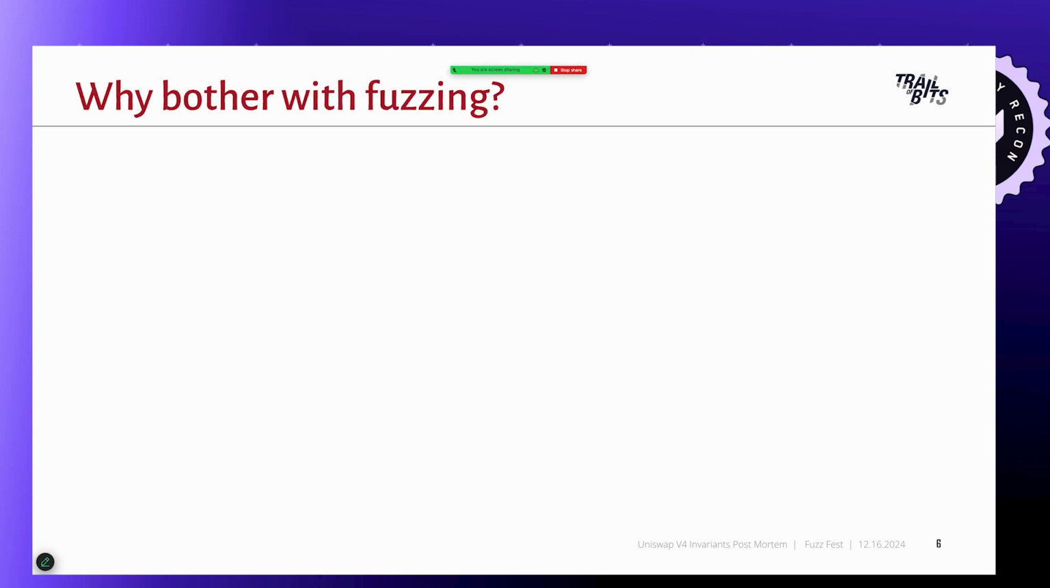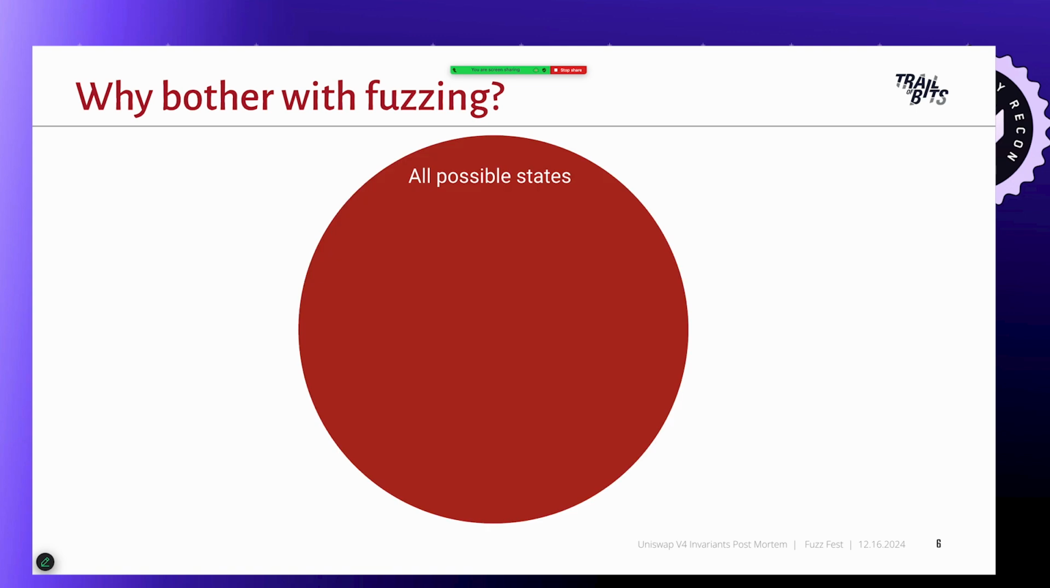So first, why bother with fuzzing at all? You've got a contract, you've got a protocol, you've got something. It can have all kinds of different states that it could be in on chain. And some of these states are going to be bugs. They're going to be something that you never want to happen, and you want to be able to detect those bugs. The first thing that you would usually do is write unit tests.